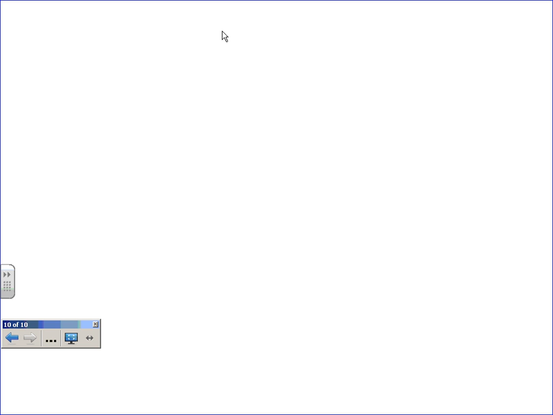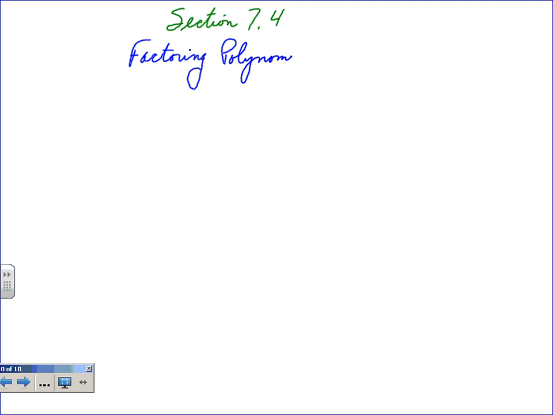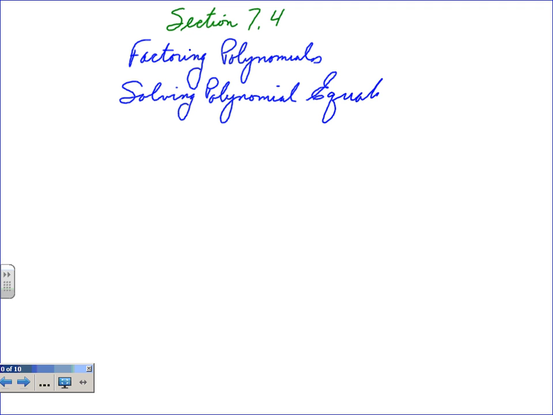All right. So today we're going to cover section 7.4 and factoring polynomials. And basically, we're solving polynomial equations. We haven't been solving equations.